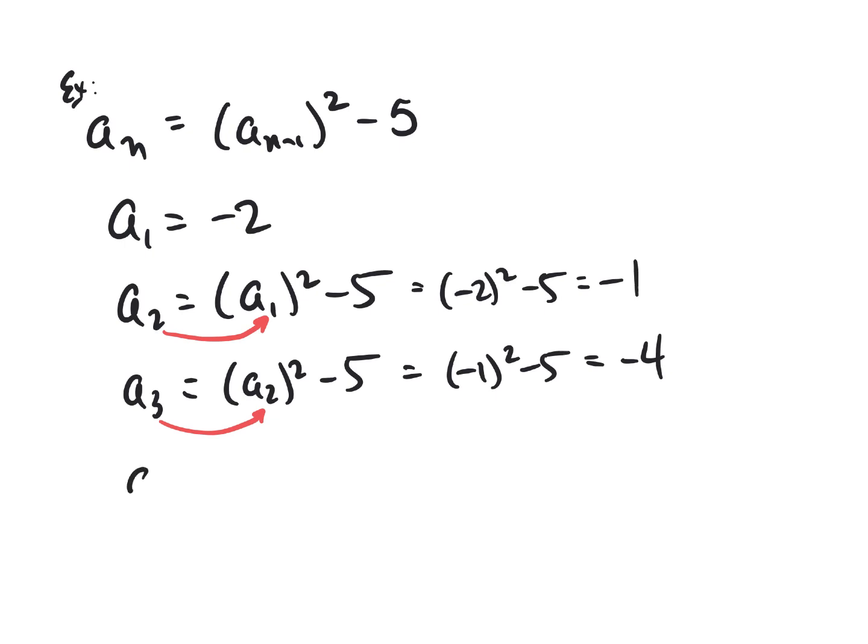I've got room for another one, so I'll get to the fourth term. To get to the fourth term, we have to square the third term and subtract 5. But the third term is negative 4. So negative 4 squared is 16, and 16 minus 5 is 11.